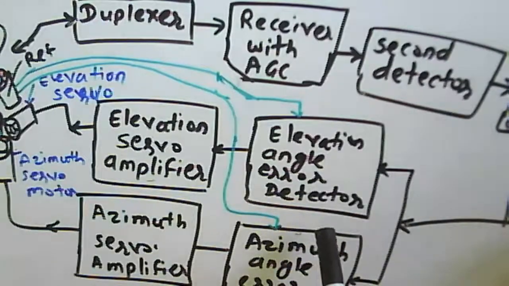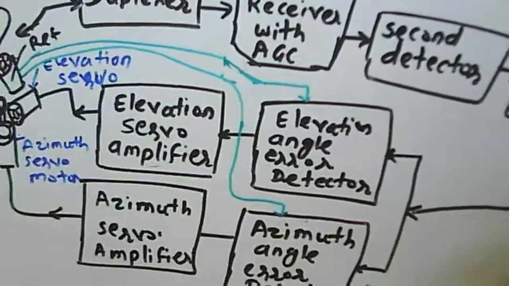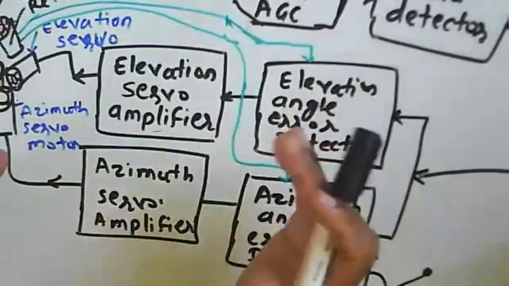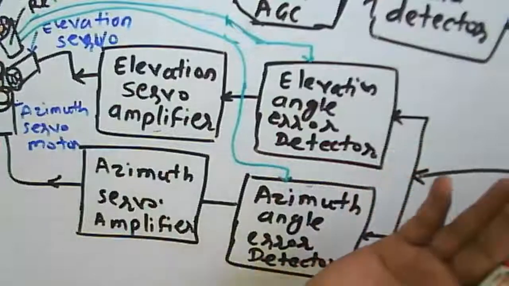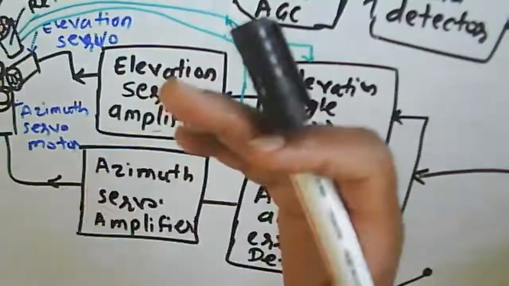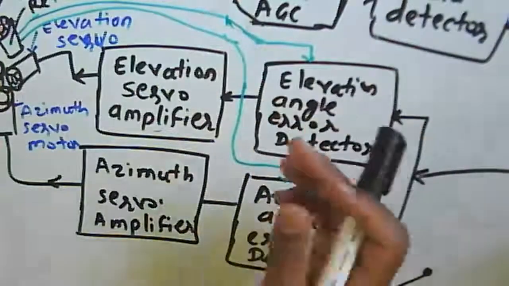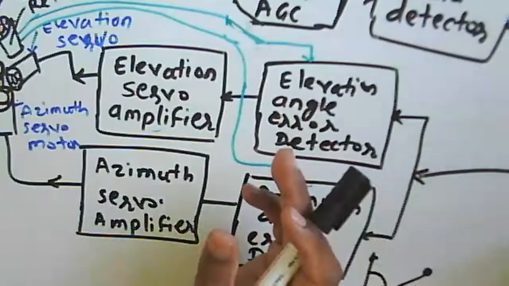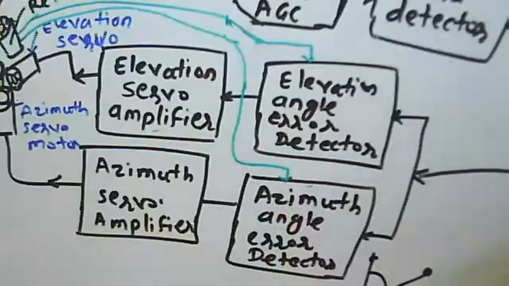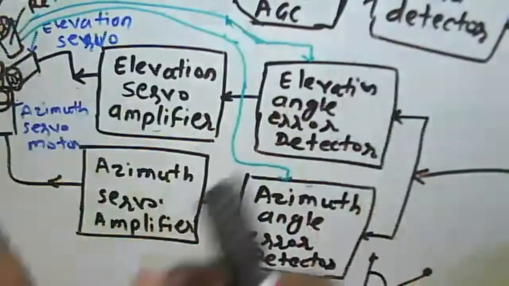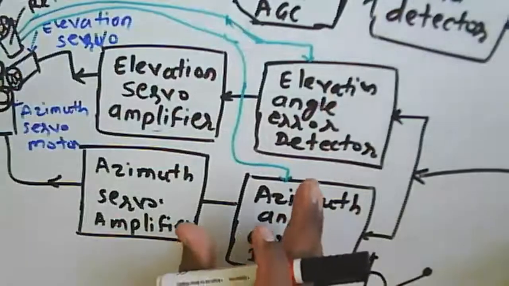Then we consider an elevation angle error detector and an azimuth angle error detector. We need to find out the position of the angle, whether it is up or down, right or left, or right up, left up. The error signal is generated through the comparison of the pulse repetition frequency signal and the echo signal we have received. Through that we can measure the difference in the angle here.